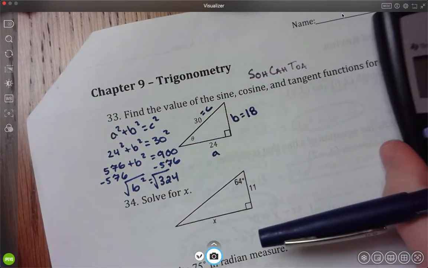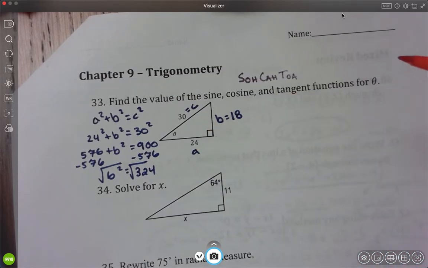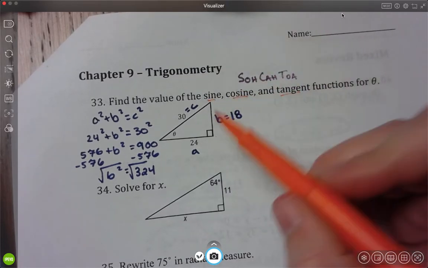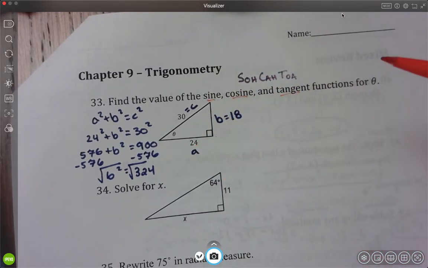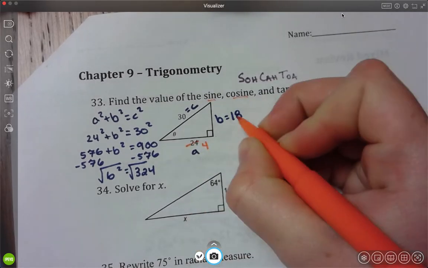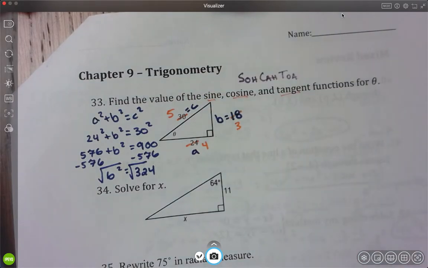Okay. Now, one more thing that I'm going to do before I do sine, cosine, and tangent of this is, with 24, 18, and 30, when I put these as fractions, I'm going to be able to reduce all of them. So why don't I just reduce them right now, and then I don't have to reduce 3 times when I do my sine, cosine, and tangent. So 24, 18, and 30, all of them are divisible by 6, I think. 24 divided by 6 is 4, 18 divided by 6 is 3, and 30 divided by 6 is 5. So this is a 3, 4, 5 right triangle, okay?